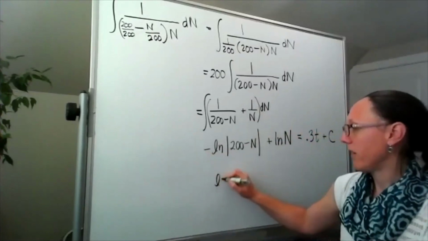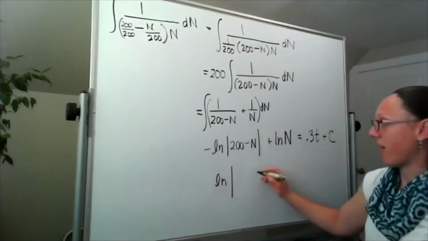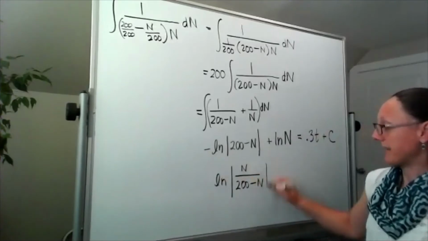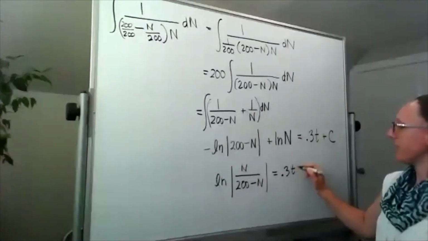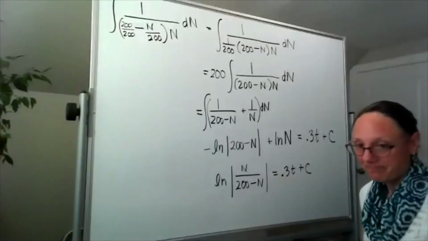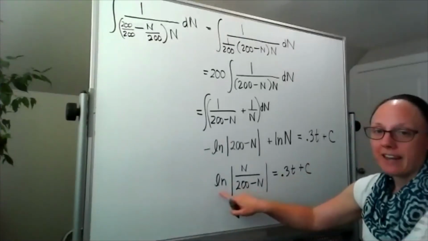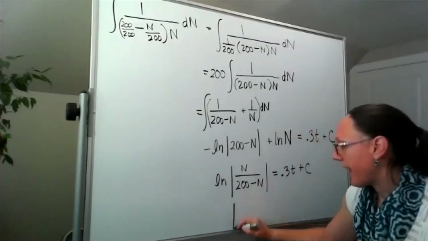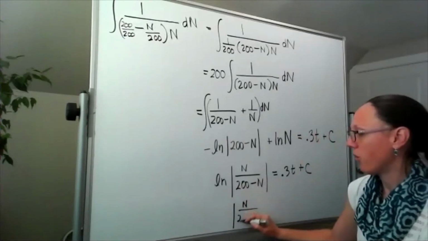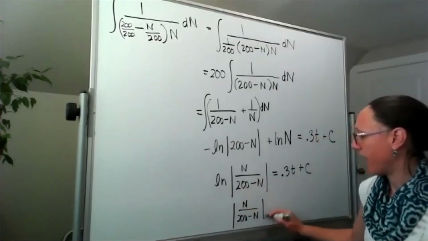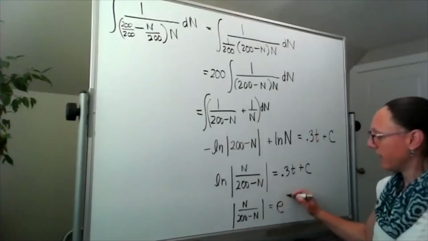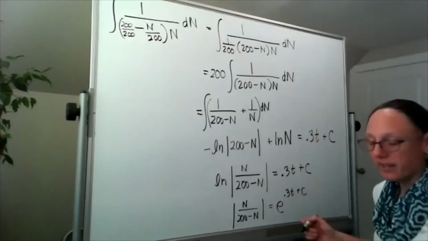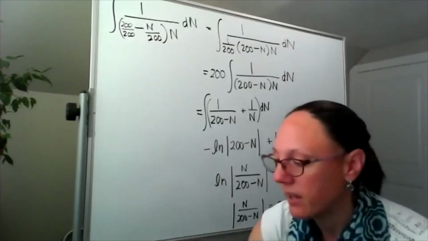So we'll end up with natural log of the absolute value of n over 200 minus n is equal to 0.3t plus a constant. I can get rid of that natural log by making both sides e raised to a power. So I've got the absolute value of n over 200 minus n is equal to e to the 0.3t plus a constant. Now there's a trick here, and Dadell mentioned it in class on Wednesday.